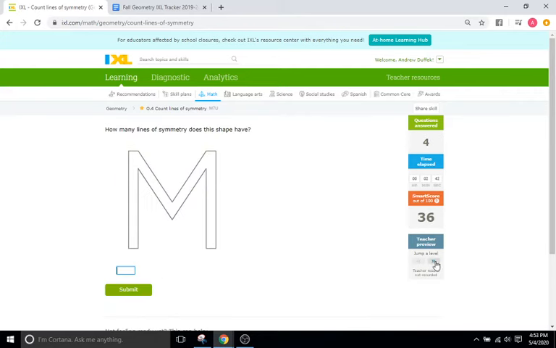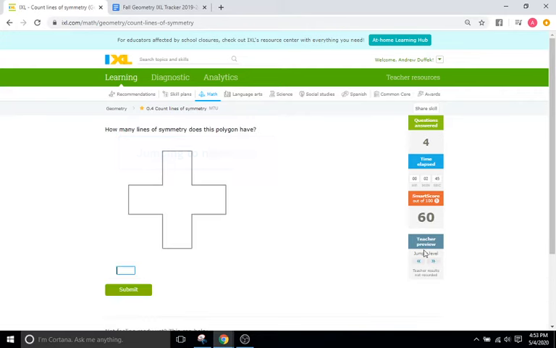Okay, so I'm going to start skipping the level. These are all 1. It kind of looks like you start at simple shapes with 0 or 1, and then you go up to multiple. So how many lines of symmetry does this polygon have? Well, we have 1 here and 2 here, and then 3 here, and then 4 here. So I would put 4 for that.